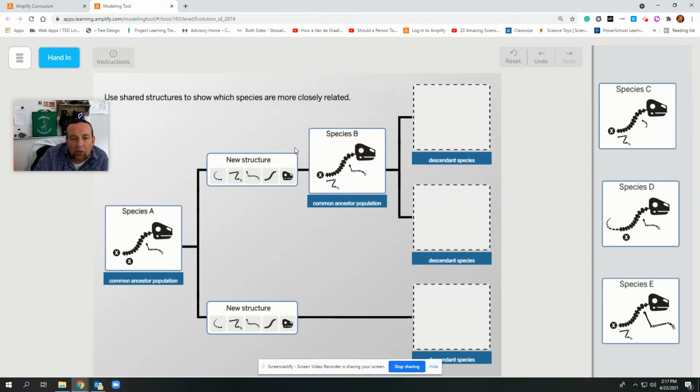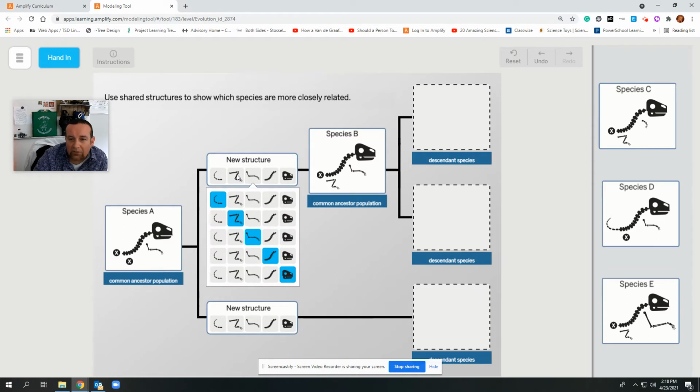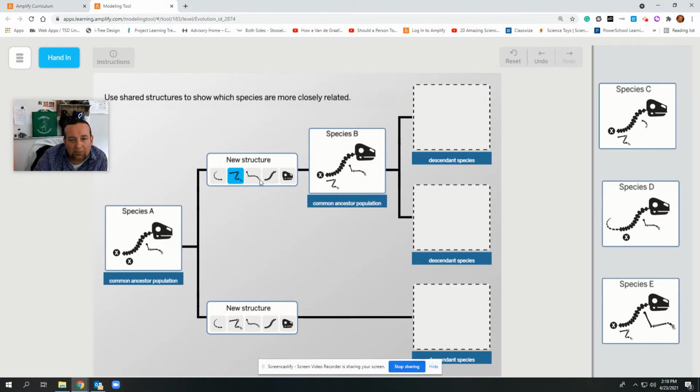Okay, so we've got three species on the right here, and we have three boxes. So we need to first choose which new structure we're going to have to carry over from species A to species B. So just looking at this card here, it looks like it's going to be a hind leg structure, right? So I'm going to choose a hind leg to make it blue. That will be my indicator.